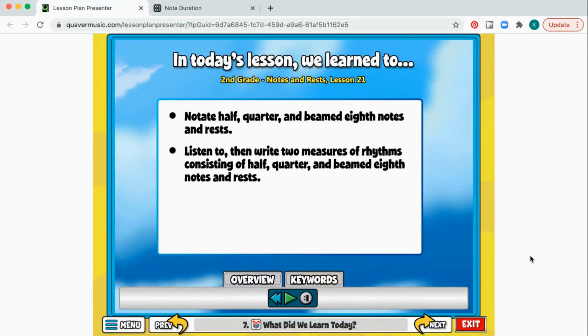So what did we learn today? In today's lesson, we learned to notate half, quarter, and eighth notes and rests. We then listened to and wrote two measures of rhythms, consisting of quarter notes and half notes and eighth notes and rests.